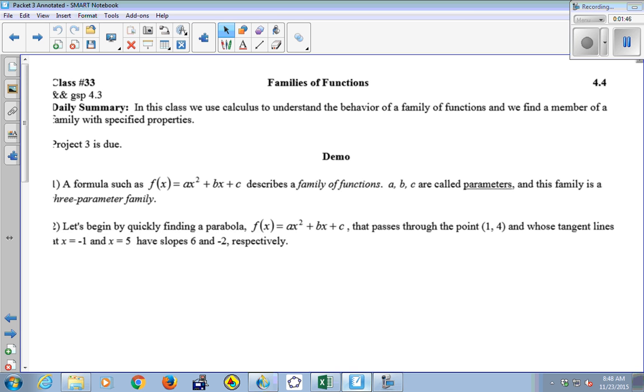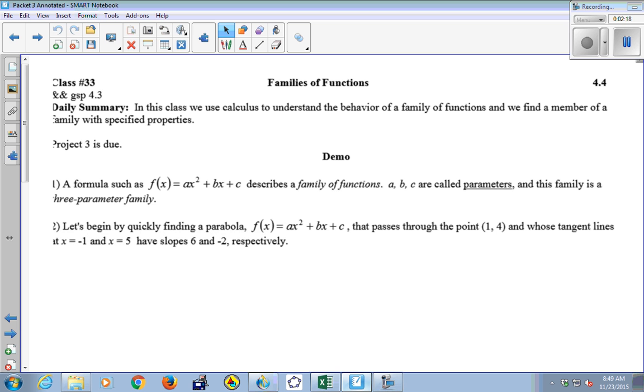Okay, I want to find a parabola, so I want to find a specific member of the ax squared plus bx plus c family, the one member of that family that goes through the point (1, 4), and whose tangent lines at x equals -1 and x equals 5 have slopes 6 and -2. Okay. So if I have a 3-parameter family and I want to find a specific member of that family, I'm trying to figure out what is A, B, and C.